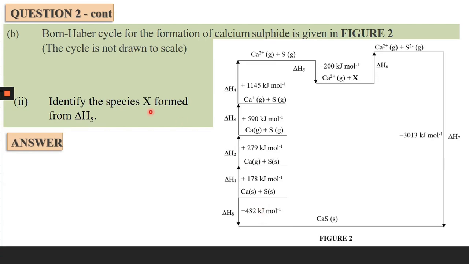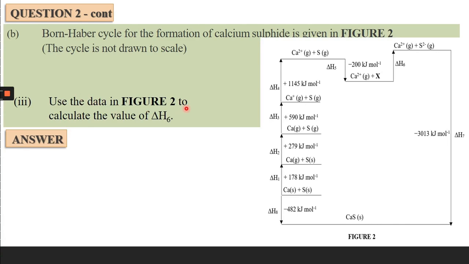Question number 2. Identify the species X formed from delta H5. So this is delta H5 and this is X. As you can see, X is coming from sulfur gas, and after X, it becomes sulfur 2 minus gas. So X is going to be S minus gas, which is the first electron affinity of sulfur gas. Next question. This is the mark.